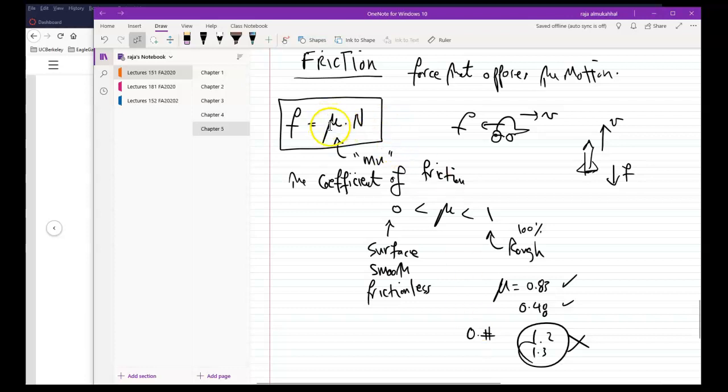Okay, in other words, think of it like this: let's say mu is 0.3, which is a relatively smooth surface. So the friction in this case will be 0.3 times the normal, right? Something like 30% of the normal. Okay, so it's always a fraction of the normal, if you will. Okay, that's all you need to know about the friction.